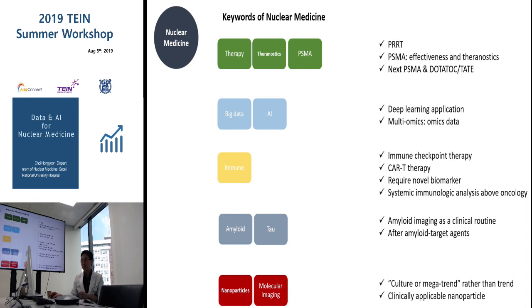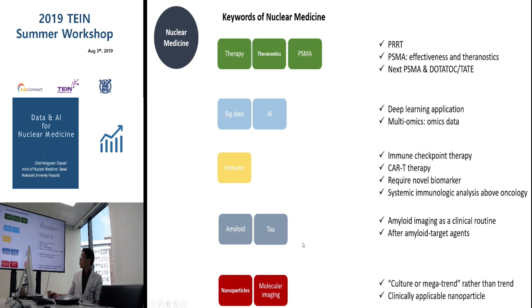And another emerging word is big data and artificial intelligence. Recent papers in the Journal of Nuclear Medicine, the European Journal of Nuclear Medicine, and other radiology journals, and even some other broad-scope journals such as Nature, Science, and Cell, published several papers related to big data and artificial intelligence. So these two words are emerging keywords of nuclear medicine and all of the medical fields.